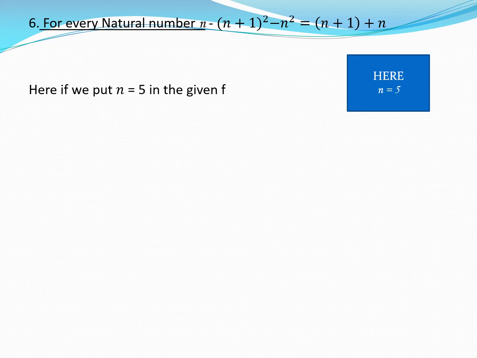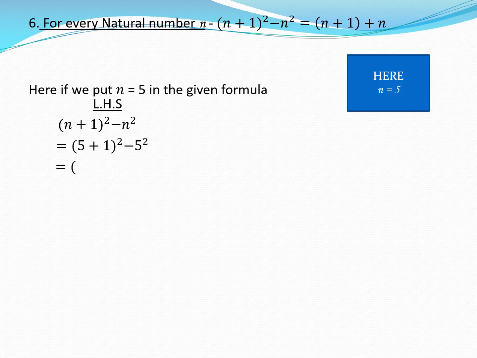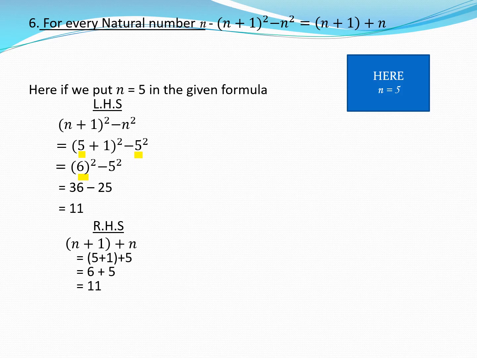The sixth property states, for every natural number n, (n plus 1) whole square minus n square is equal to (n plus 1) plus n. Here, if we take the natural number n as 5 and put it in the left hand side of the formula, we get (n plus 1) whole square minus n square as (5 plus 1) whole square minus 5 square. 5 plus 1 is 6, 6 square minus 5 square, we get 6 into 6 is 36 minus 5 into 5 is 25. The answer is 11.